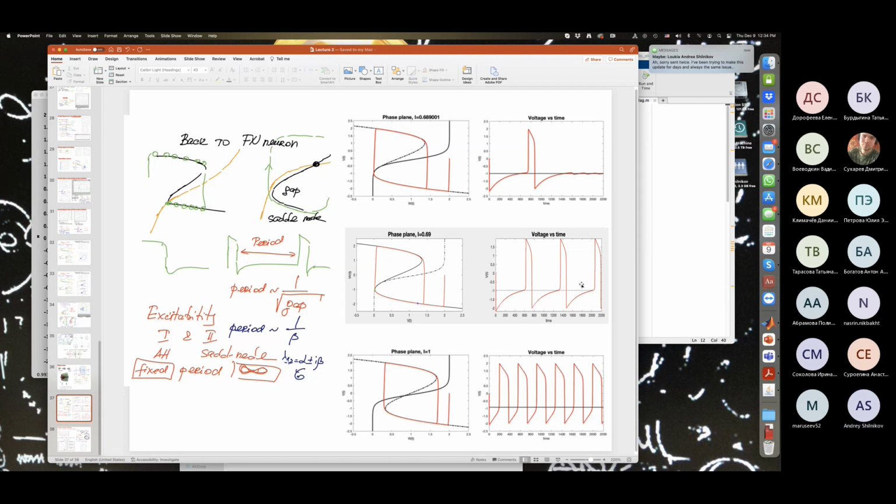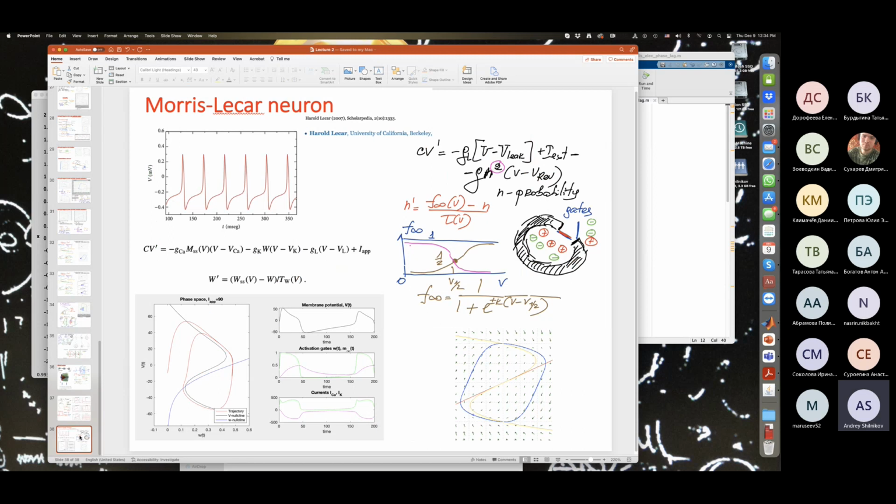All right. Now, I'm going to land on the last slide of this lecture, and this is the Morris-Lecar neuron. Morris-Lecar is a Hodgkin-Huxley-type model. It has the leak current, like everybody else, and applied current. Interestingly, it has only two differential equations, so the second differential equation is for W, a recovery variable.